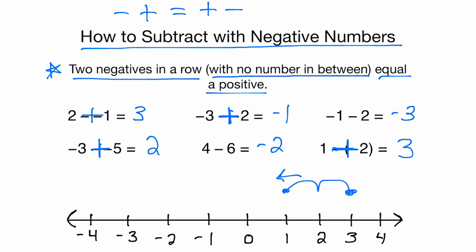Okay, so the first number, if you're walking on the number line, is where you start. The sign is which direction you face. If it's a plus sign, you face going larger on the number line. If it's a subtraction sign, you face going negative. And then your second number, if it's positive, you walk forward. And if it's negative, you walk backward. That should help you remember how to do subtraction with negative numbers. Also, two negatives in a row with no number in between them equal a positive.